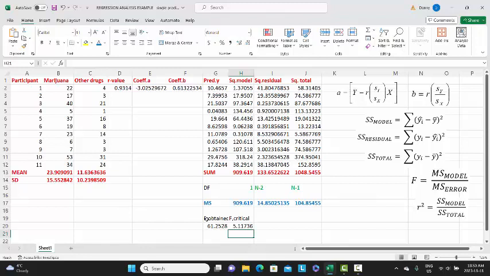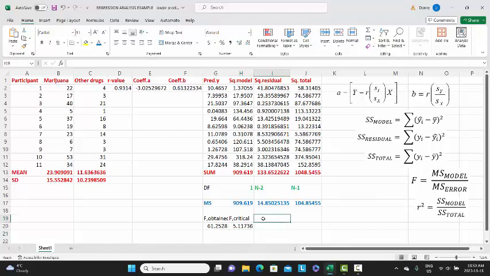But nevertheless, what we see here is that because our obtained F value from the data exceeds that of the critical value, then we can conclude that the relationship between these two variables is considered to be statistically significant.